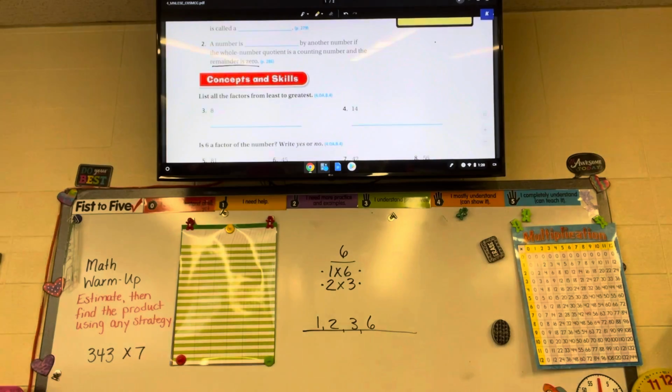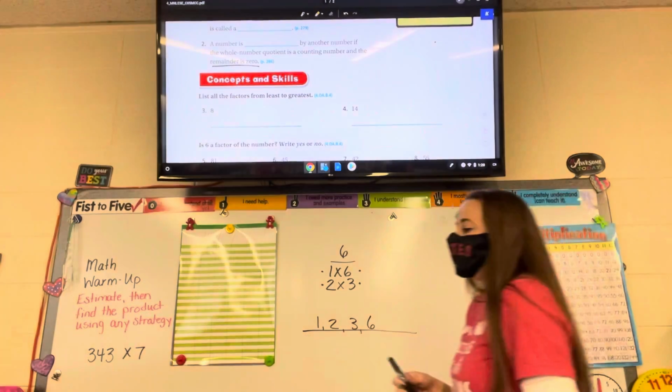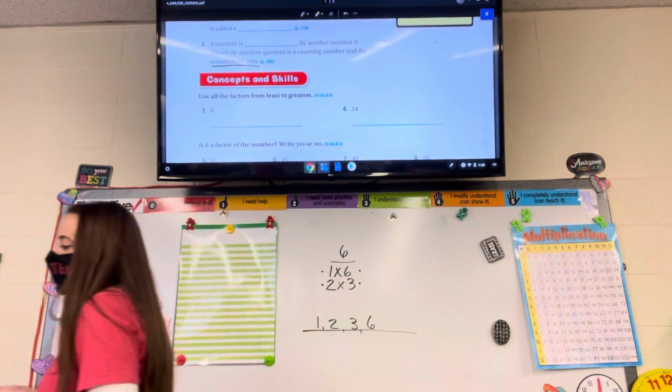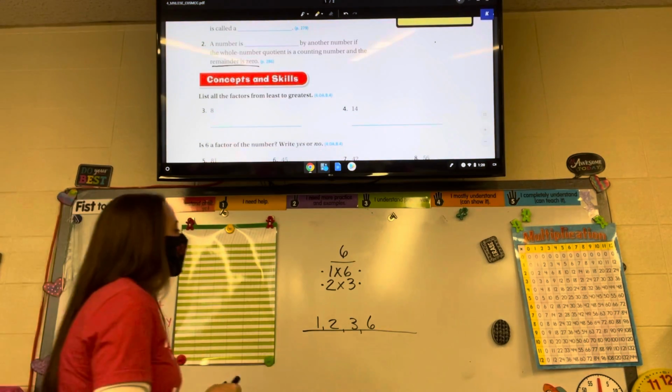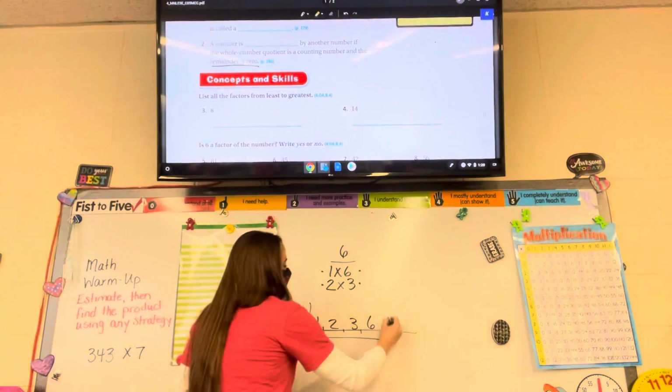You can use your marker board to do the problems, and then just write out the answer on the line, like this.